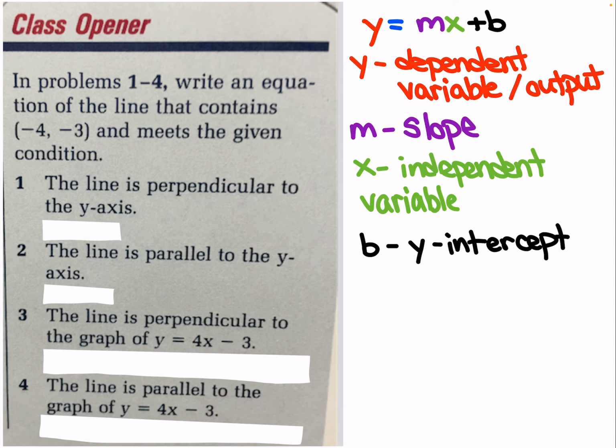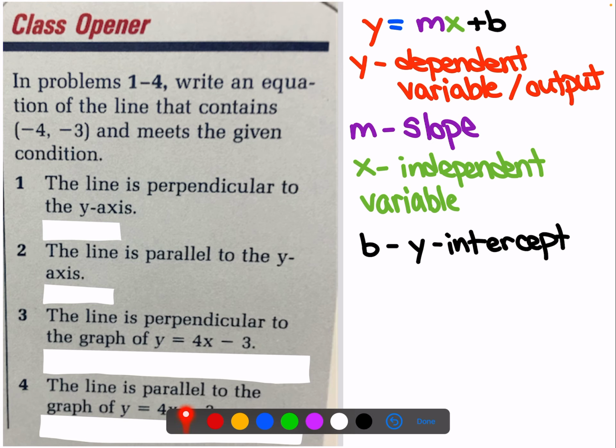In problems 1 through 4, write an equation of the line that contains the point -4, -3 and meets the given condition. You can pause the video if you'd like and try this warm-up real quick, and then we can go through it together.